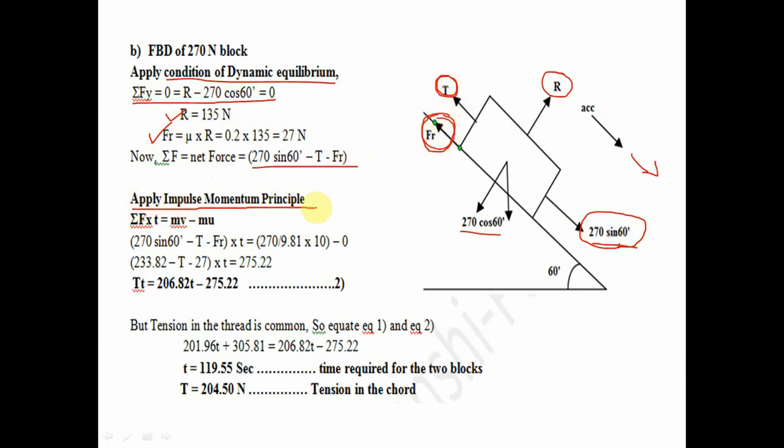Then apply impulse momentum principle. Summation F into t is equal to mv minus mu. So 270 sin 60 minus T minus Fr into t is equal to, the weight is given, so 270 by 9.81 into 10 minus 0. So again we will get second equation, Tt is equal to 206.82 t minus 275.22. Now the tension is common, so we have to equate these two equations. So from that we will get the time 119.5 per second, time required for two blocks, and tension T is equal to 204.15 Newton, tension in the cord.